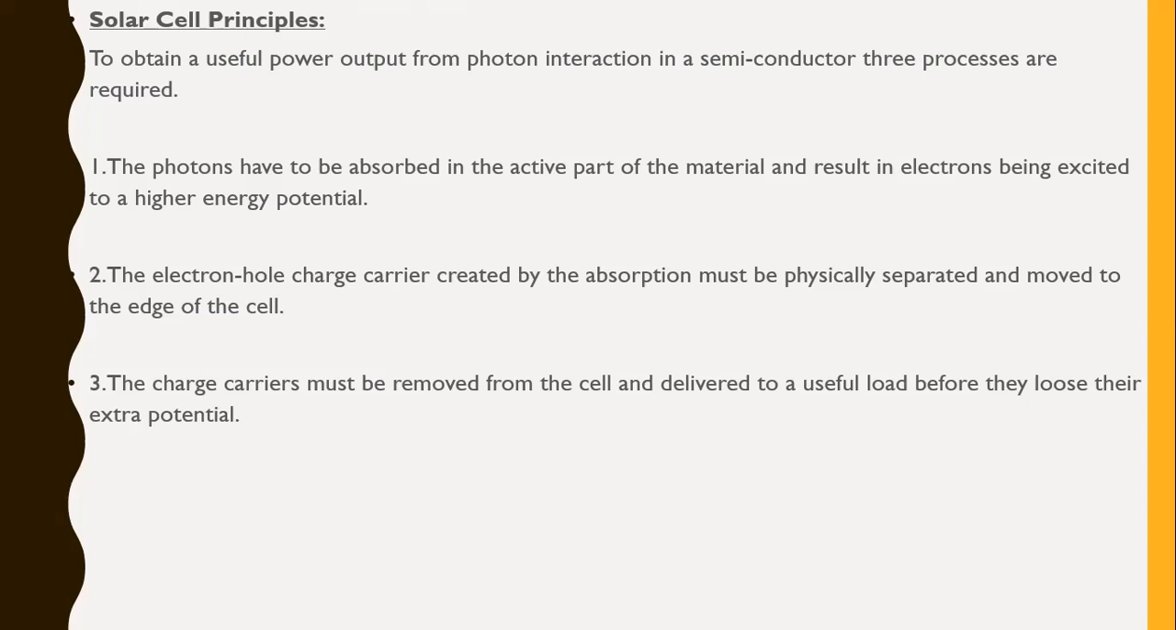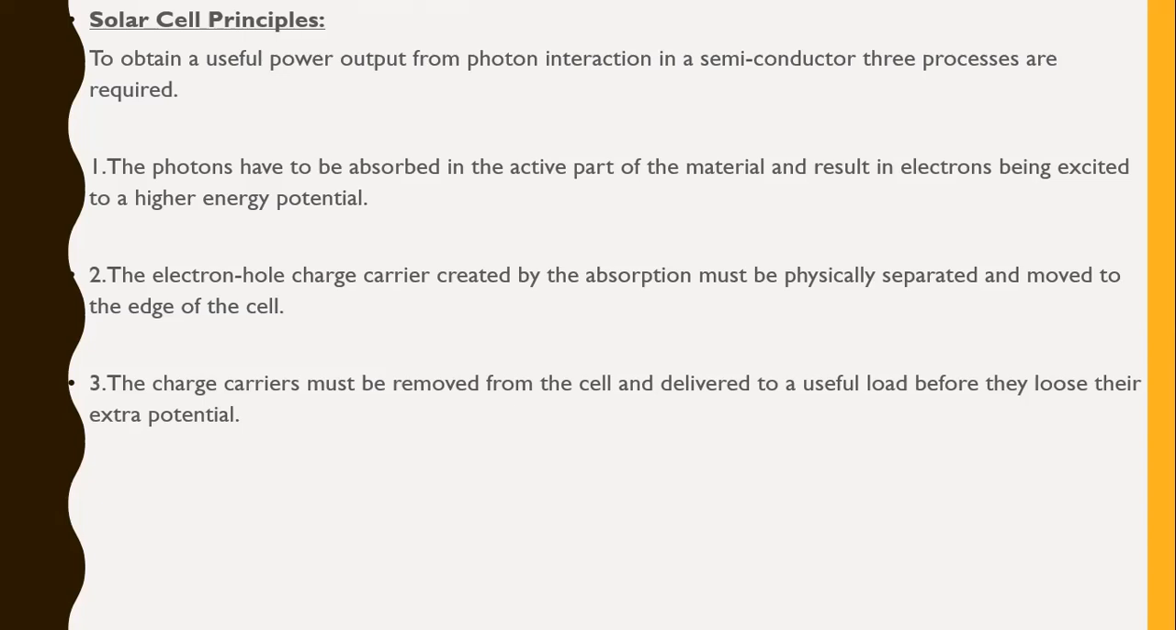And the second process is the electron hole charge carrier. There will be an electron hole charge carrier created by the absorption of these photons. It must be physically separated and moved to the edge of the cell.